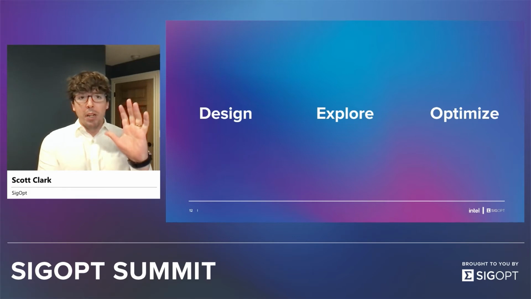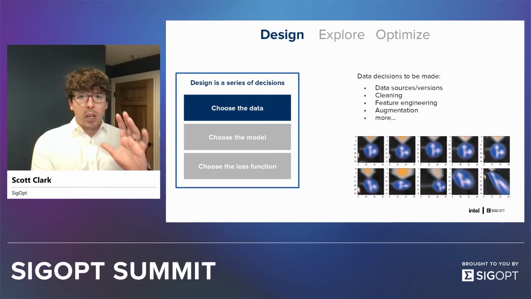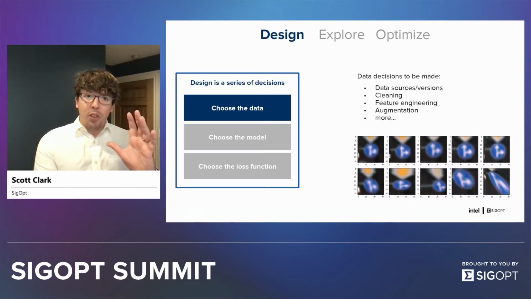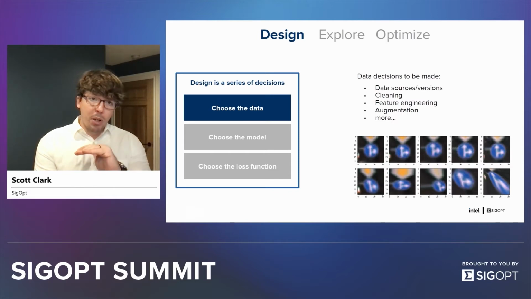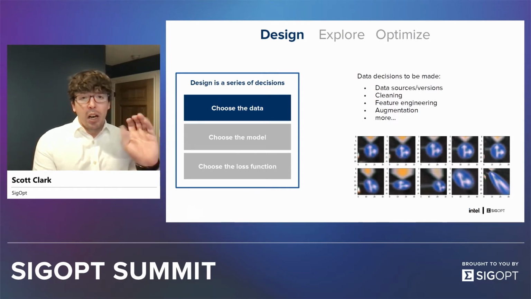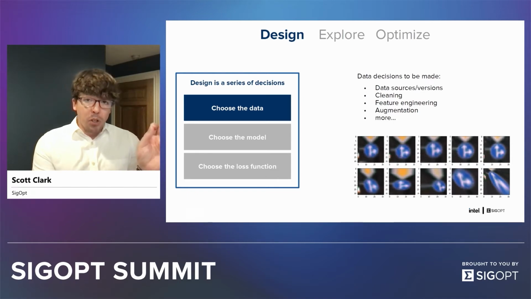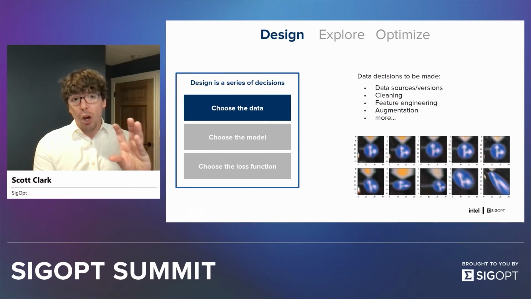So first up, I'm going to dive into designing. There's a lot of different things that go into designing models and designing the questions that we can ask with an intelligent experimentation platform. So first up, the bread and butter of any modeling endeavor is the data itself. The data can have many different sources, versions. There's different ways to clean data. There's different ways to do feature engineering or augmentation.